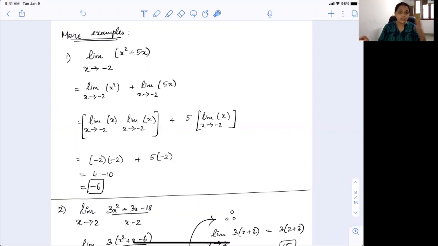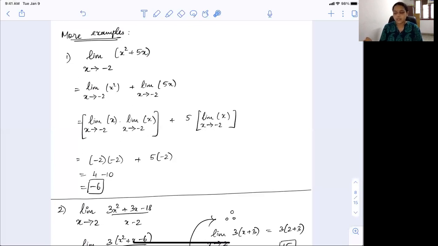And later on, I'll tell you why that would be feasible, because x squared plus 5x is a polynomial function, and by default, polynomial functions are all continuous. But let me not, I think I'm way ahead when I speak that. Now let's just evaluate the limit of this expression.